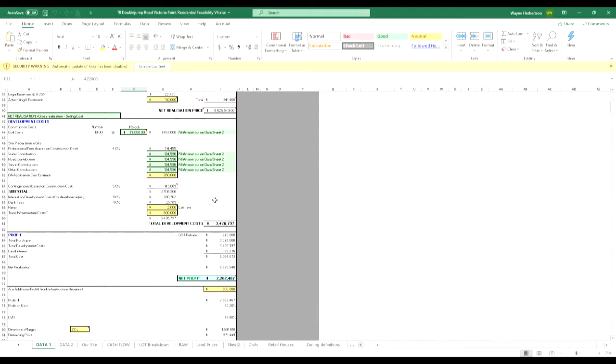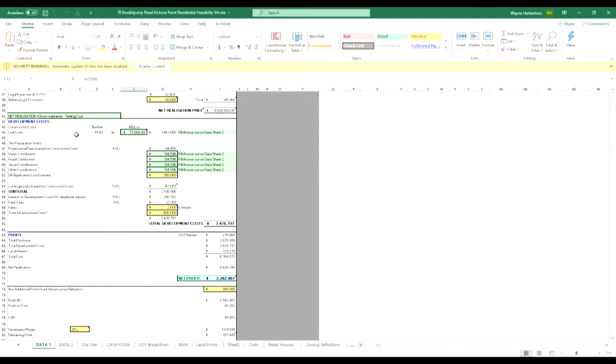We could actually earn some more revenue. So if your developers wanted to do some house and land packages, they could actually make some more money and add to their revenue stream and get some more profitability. But for me at the moment, I've just worked it out purely on developing allotments.